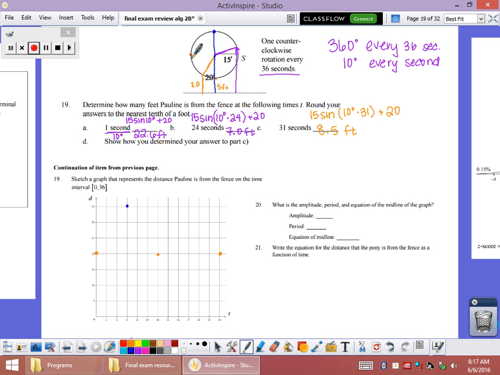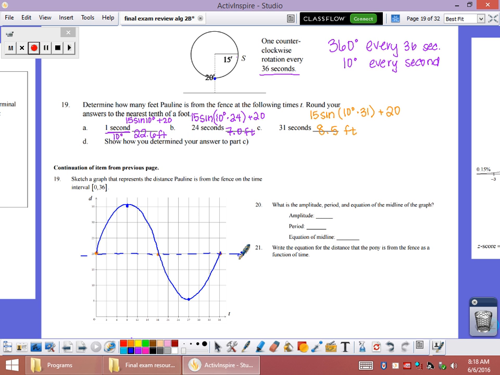Okay, and then when is she absolutely closest to the fence? She's absolutely closest to the fence when she is down here. Let me actually erase some of this. She is closest to the fence down here, and we've said this before, she's only 5 feet from the fence there, and that's going to be right between the 18 seconds and the 36 seconds. So that looks like it goes about here. Okay, and that should give us enough to draw this trig function.